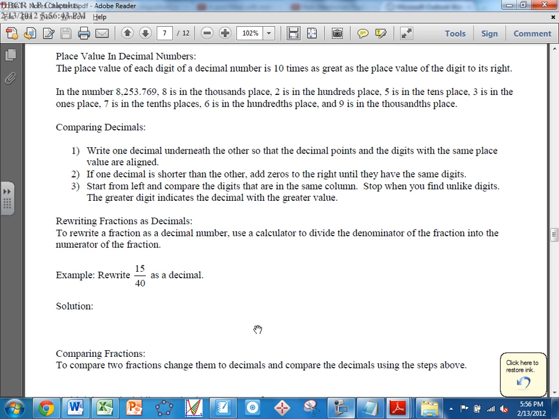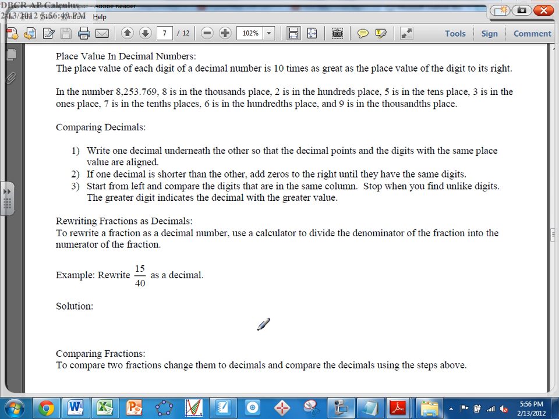All right, let's take a look at our decimals now. First, I'm going to quickly go through some of this stuff because I know a lot of this is review to you guys, but let's just make sure we understand what's going on here. First, we're going to see that we have a number coming up. Okay, we have this number right here, 8,253.769.